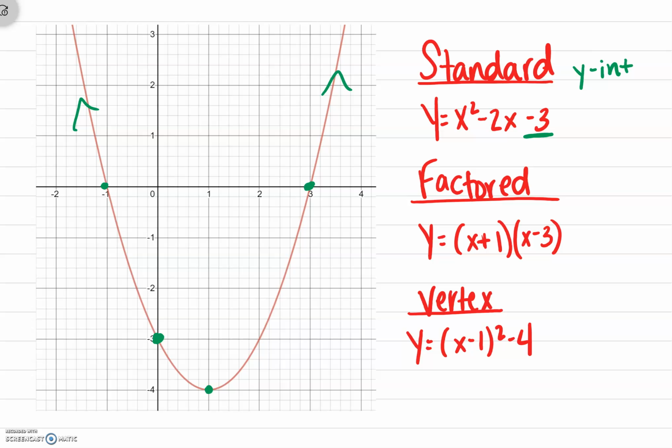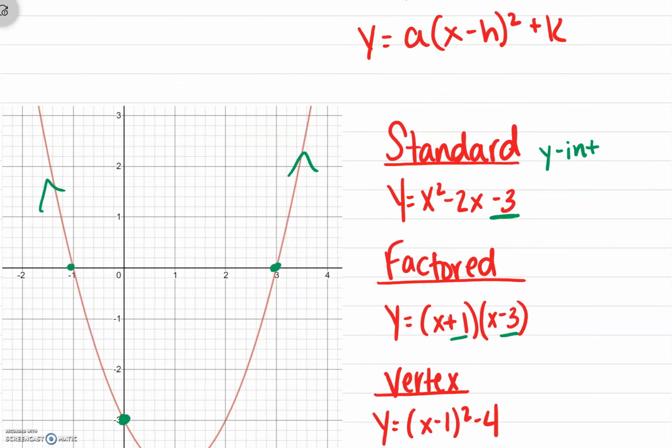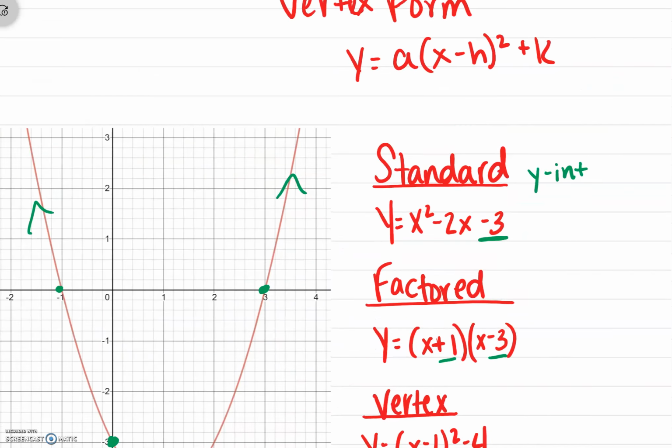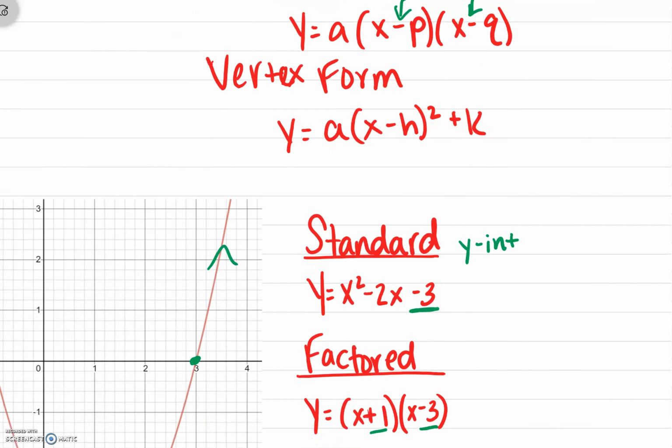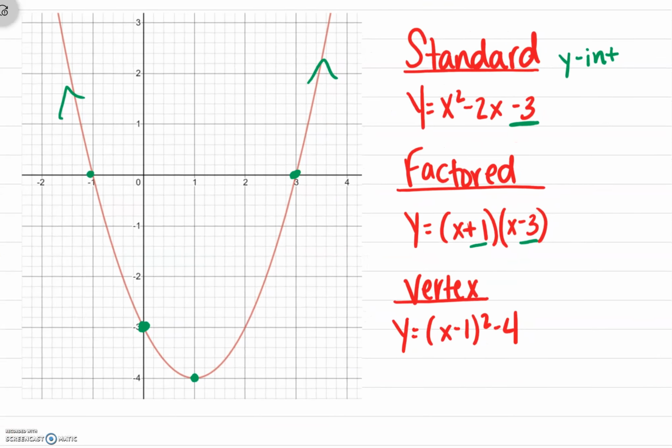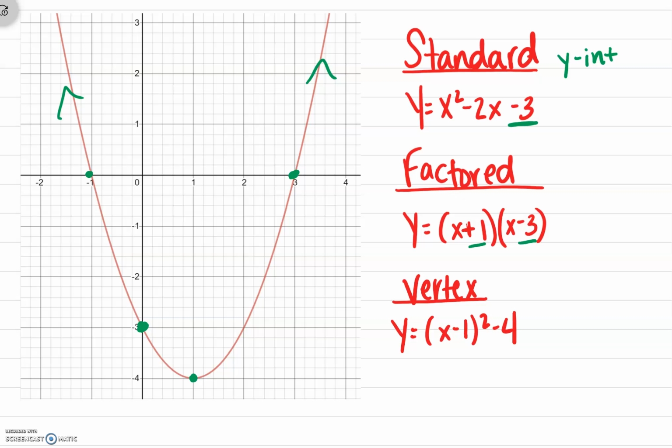Let's see what factored form tells us. We have x plus 1 and x minus 3. Well, I can see that I cross the x-axis at -1 and +3, which as a coincidence is just the opposite of what the numbers are in factored form. But if I remember, factored form had subtraction signs in it. So whenever you have a value in there, it's the opposite of whatever it actually is. So factored form tells us our x-intercepts.